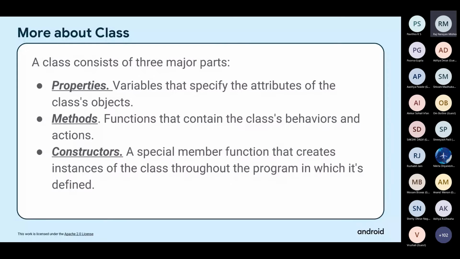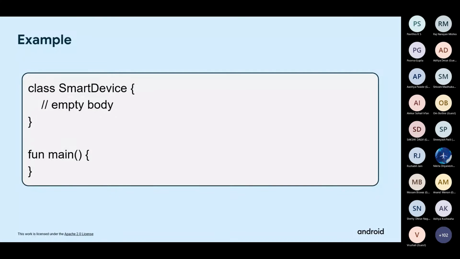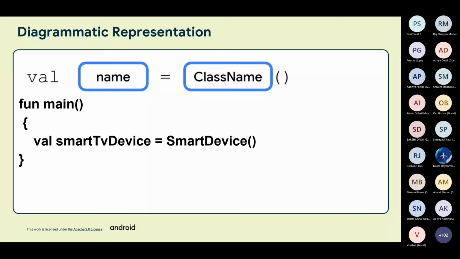This is a simple example of a class. Like class is smart device, the body is empty, and the function main. Now this is the diagrammatic representation of the constructor, or you can also say it's an object. Like I have made the object of the class that is a smart device. This will work the same as the constructor. Like what value you are using as an object, and the class name.